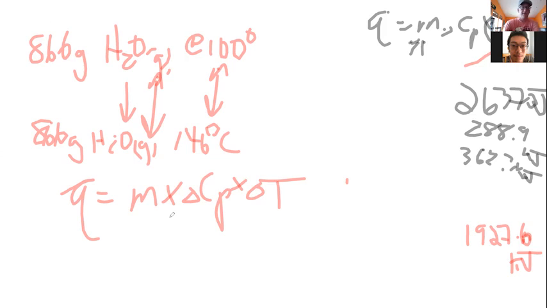866 grams. Yep, still got the same mass. It was ice, then it was liquid water, now it's gas. But conservation of mass: we haven't done anything to it except change its phase. So I still have 866 grams. Now, here's the tricky part. What's the heat capacity now?